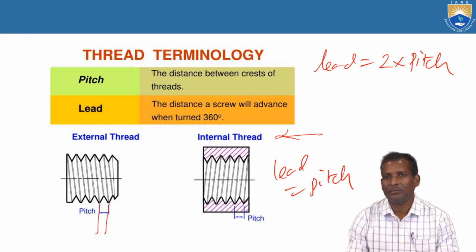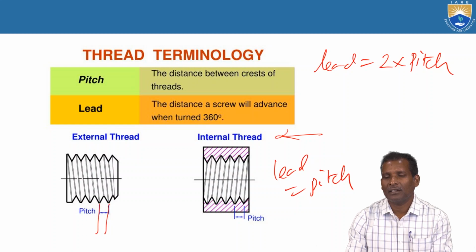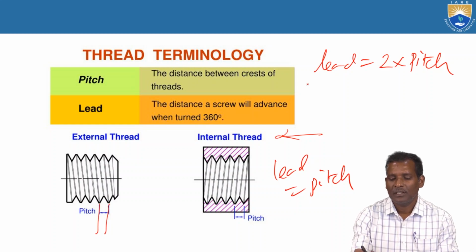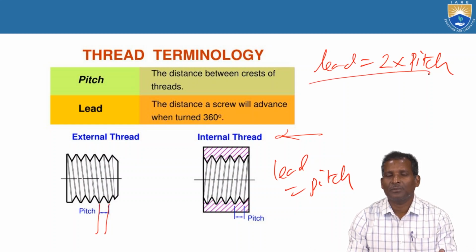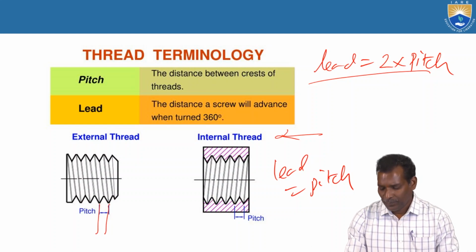So it takes time to travel from one thread to a second thread. That is two times the pitch. So similarly, in case of triple or four-type threads, multiply with 3.